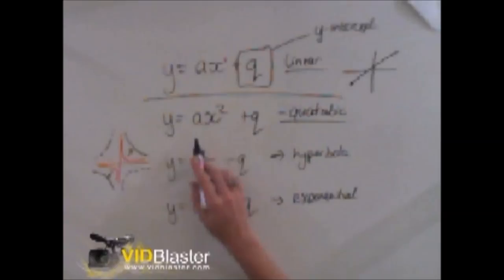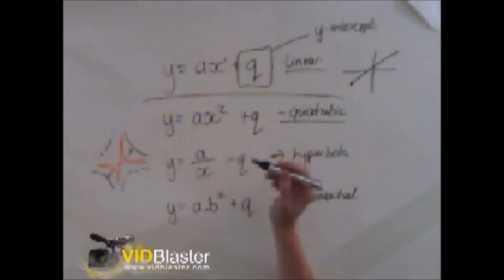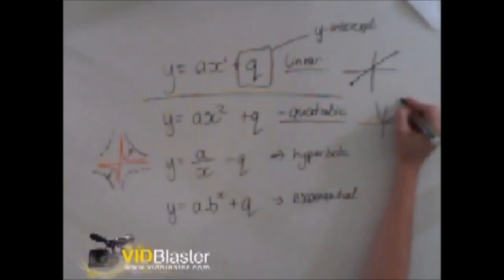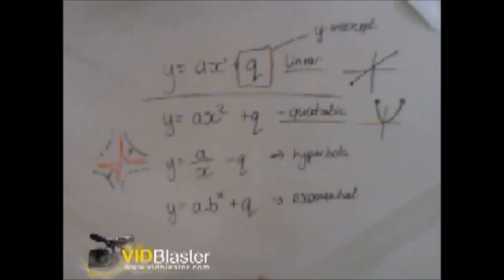Whereas in our quadratic graph, because x is being squared, it's suddenly becoming positive in our negative values of x and our positive values of x, which is why it has a shape like that. It becomes positive over here, which is what we expected. But it also becomes positive in our negative values because it's squared.